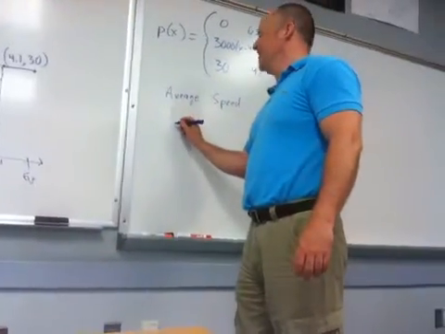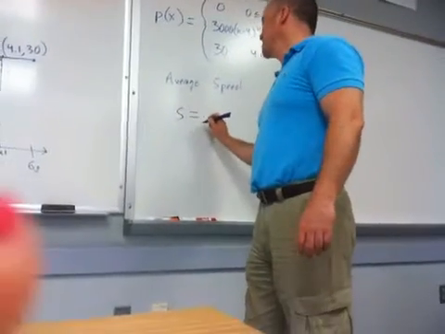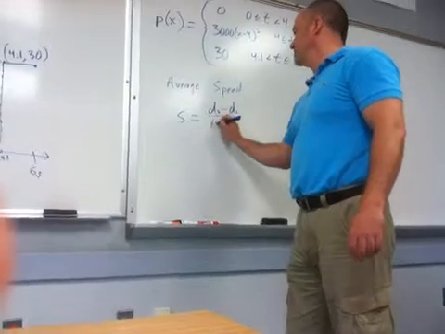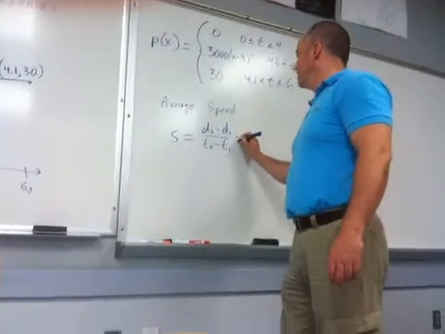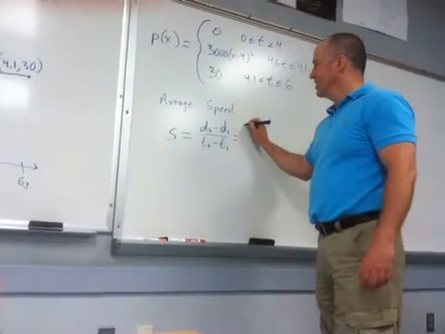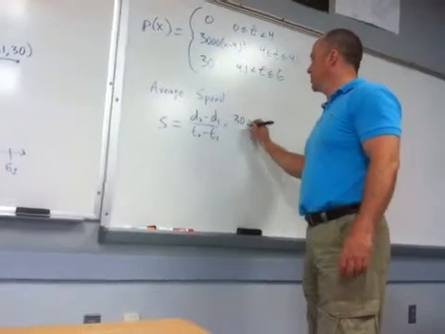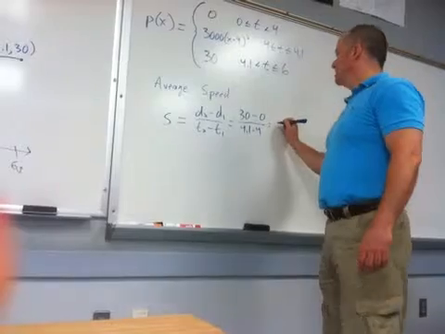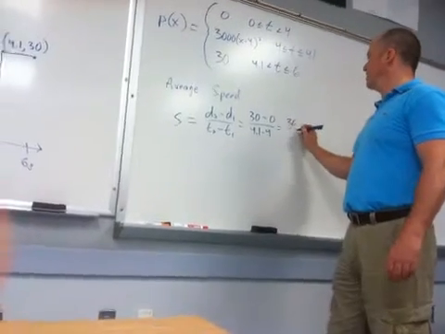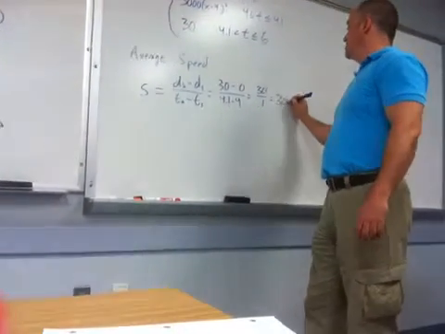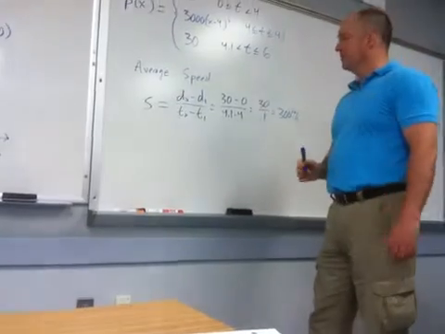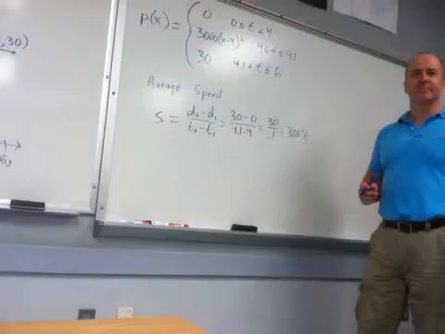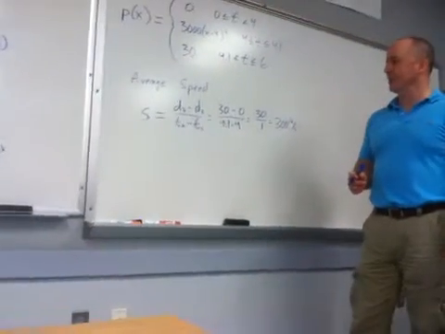So the average speed in that case of d2 minus d1 over t2 minus t1 would be, let's see, 30 minus 0 over 4.1 minus 4. So 30 over 0.1, 300 inches per second. Does that seem a little closer to maybe what might be realistic? It's more realistic for a punch.